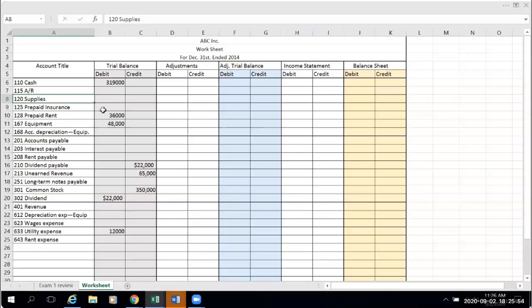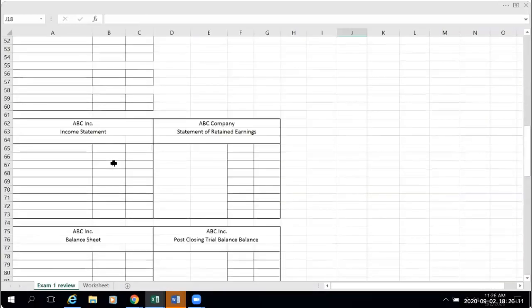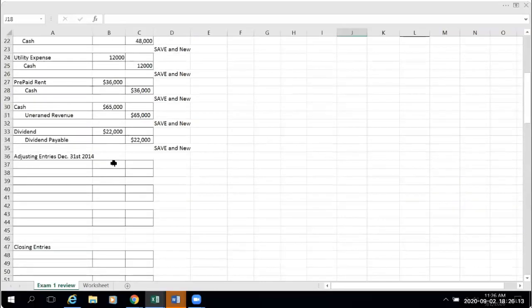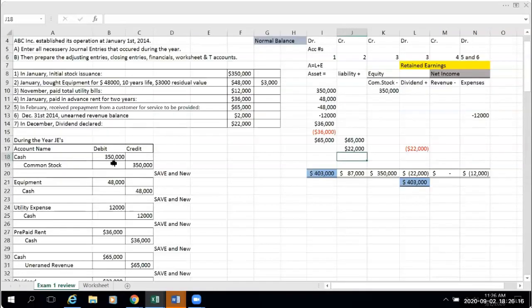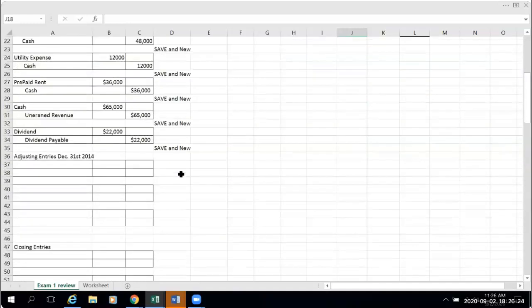Prepaid insurance? No, we don't. How about prepaid rent? Oh, yes. Prepaid rent, we do. So how much is the prepaid rent? Prepaid rent is $36,000 for how long? Let's go back to our rental agreement. On the rental agreement, it says prepaid rent is for 2 years. Okay, prepaid rent for 2 years.